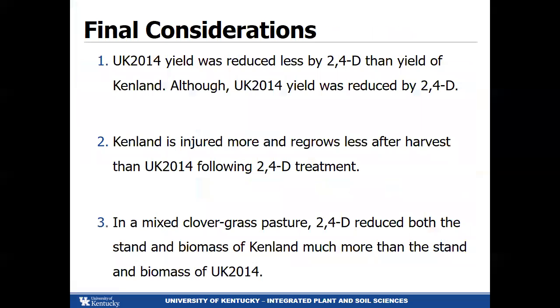So some final considerations. UK yield was reduced less by the 2,4-D than Kenland was, although we observed some reductions by the 2,4-D treatment in this novel line at the high rate of 2.24. We also observed some inherent tolerance to 2,4-D in the sensitive line. Kenland is injured more. That was the most obvious result. Kenland is injured more and regrows less after harvest than UK following 2,4-D treatment. And in this mixed clover grass pasture, 2,4-D was sufficient to reduce the stand and biomass of Kenland, and it did so much more than it did with the stand and biomass of UK, the novel line.